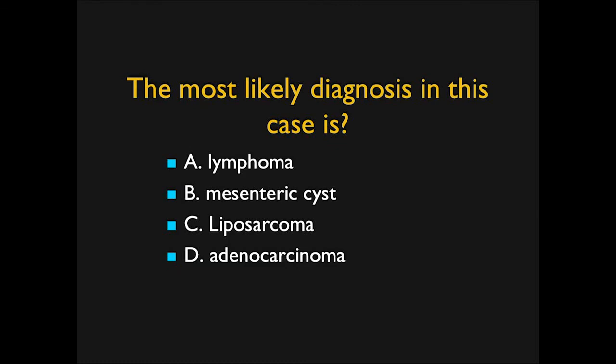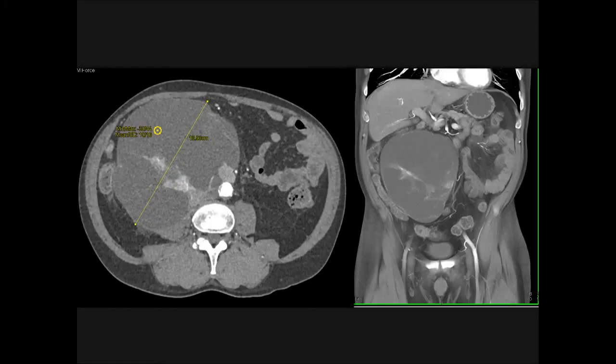The most likely diagnosis in this case, a large mass. It looks cystic. It probably involves the kidney, involves the right psoas muscle. It's not lymphoma. That's usually solid. When lymphoma is cystic, then you're typically going to appreciate treatment.